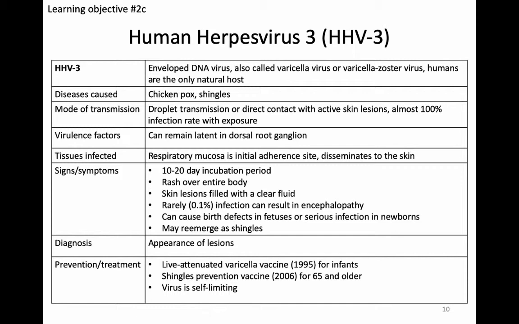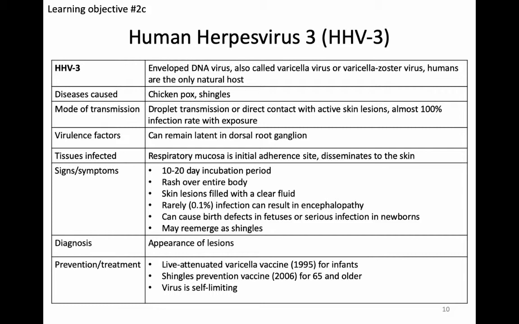Transmission of human herpes virus 3 is by droplet transmission or direct contact with active skin lesions, and there's almost a 100% infection rate with exposure. The main virulence factor of this virus is that it can remain latent in the dorsal root ganglion. So when a virus goes latent, it infects the person, makes them ill, and then goes through a period of inactivity where the person is outwardly healthy, but the virus is still in the host. And at a later date, the virus can be reactivated and cause an illness again.